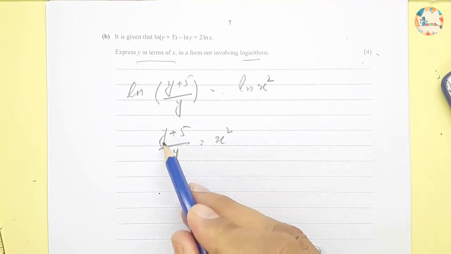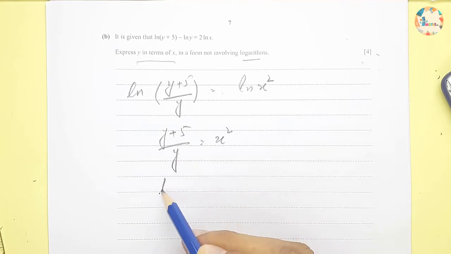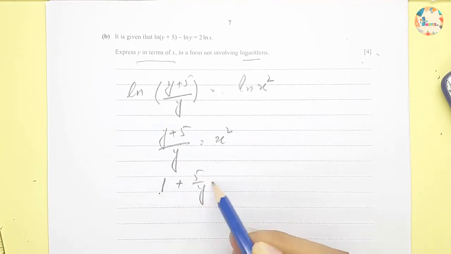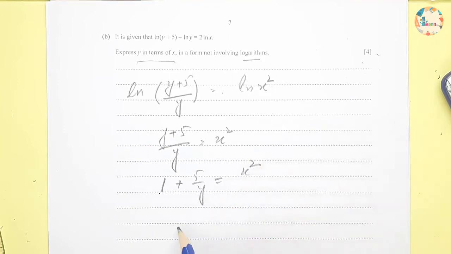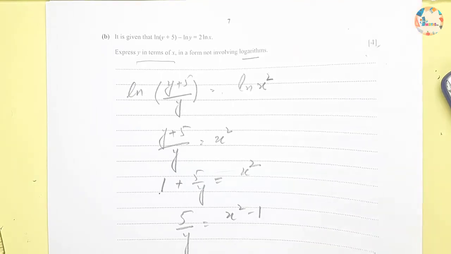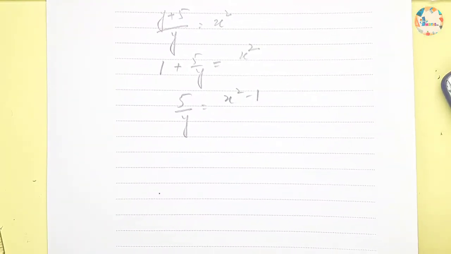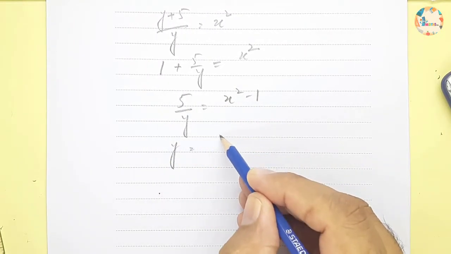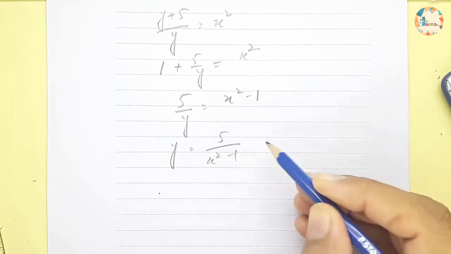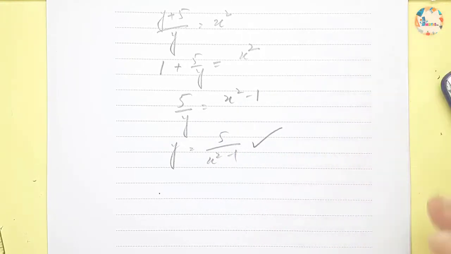So divide everything, we can write separately, y over y will be 1 plus 5 over y is equal to x squared. 1 we can shift to the other side, so 5 over y is equal to x squared minus 1. Now we basically need the value of y, so making y the subject, y is equal to 5 over (x squared minus 1), and this will be our answer. Hopefully you got this as well.